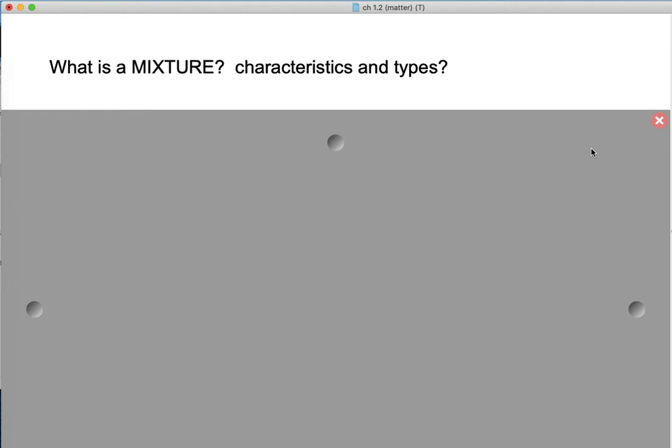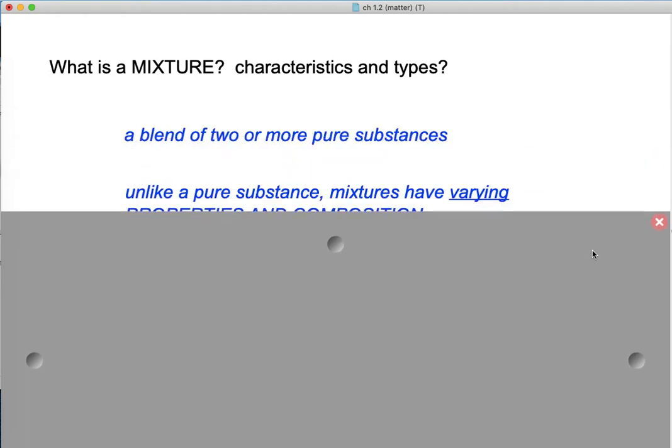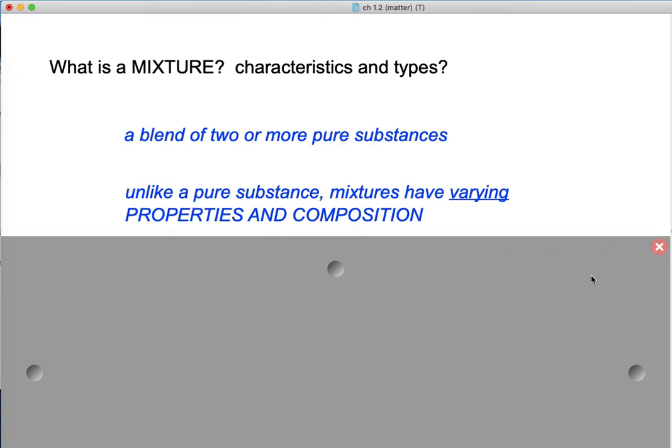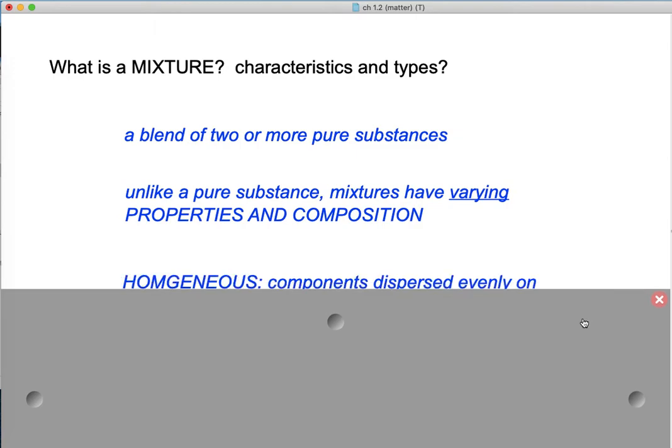On the other hand, a mixture is a blend of two or more pure substances. Okay? And unlike a pure substance, mixtures can have varying properties in composition. So for example, salt water is a mixture of two pure substances, sodium chloride and water, but simply saying salt water doesn't specify the composition. It could be very salty or slightly salty, and as a result, it doesn't specify the properties.